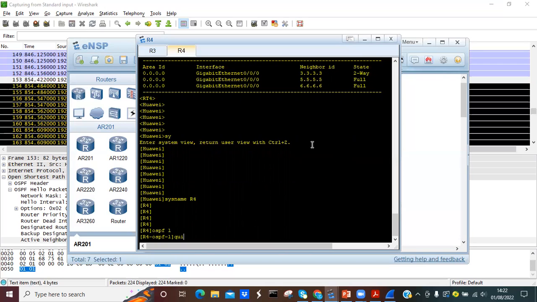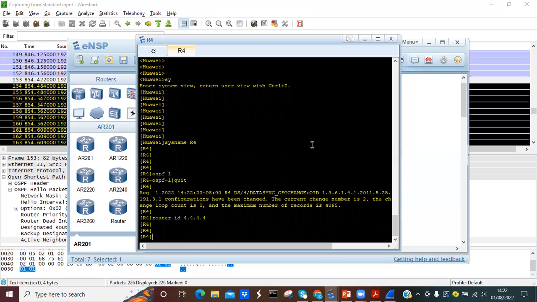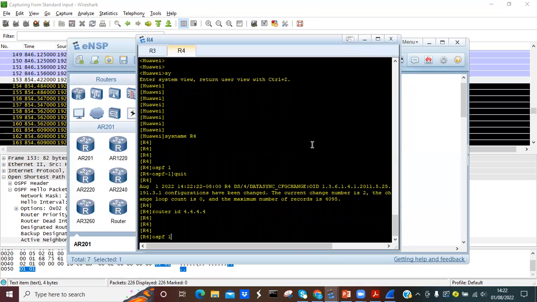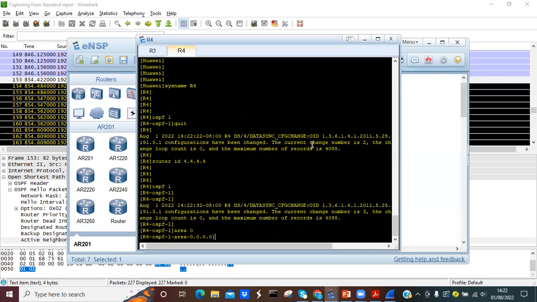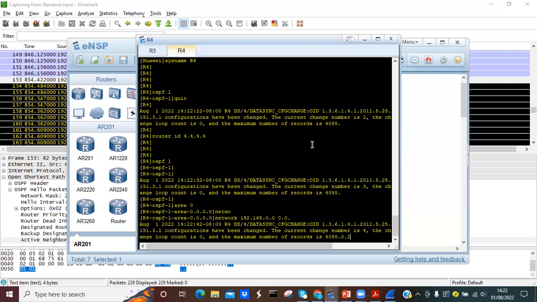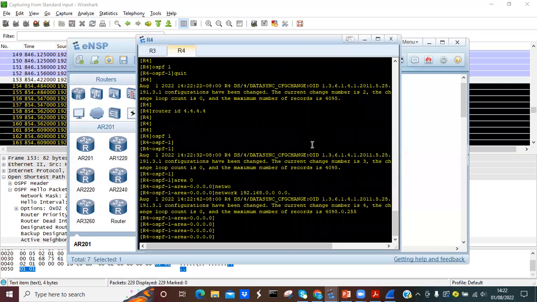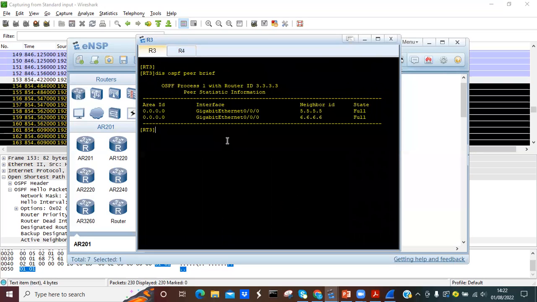Let's quit fast and do the router ID, and this is 4.4.4. OSPF 1, area 0, network 192.168.0.0 0.0.0.255. Let's see whether it will have a relationship with this.